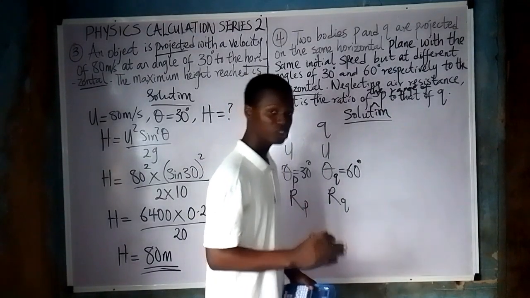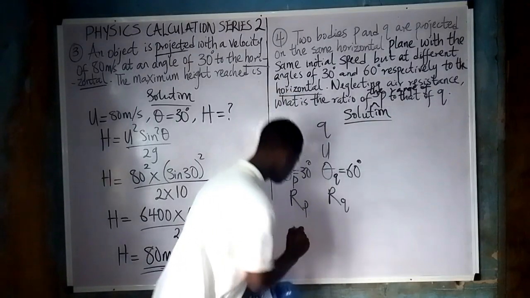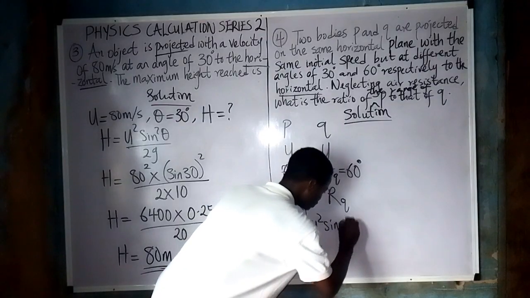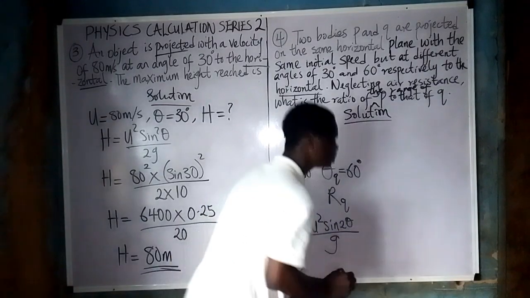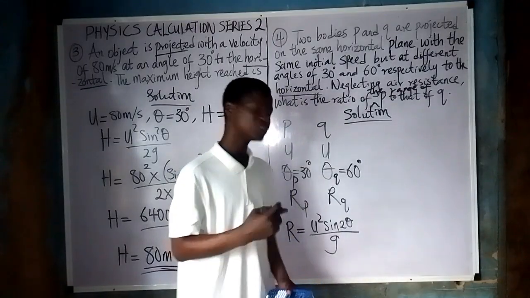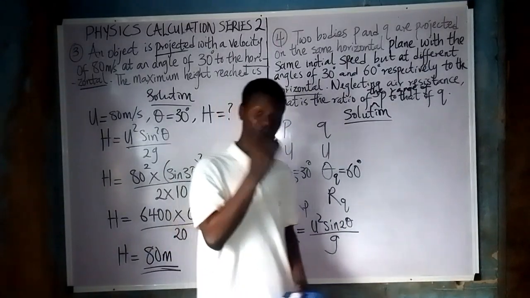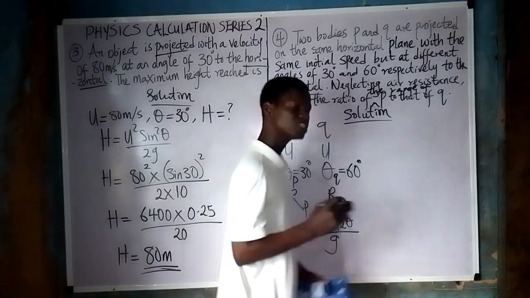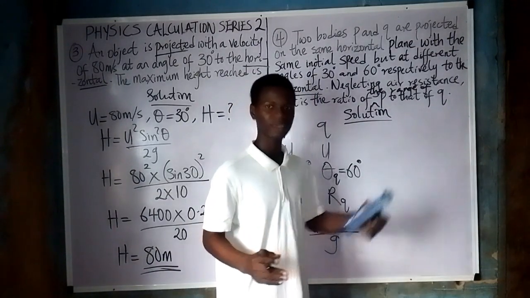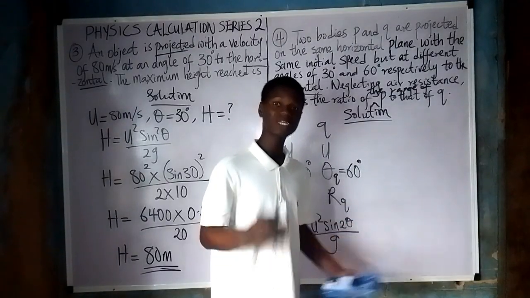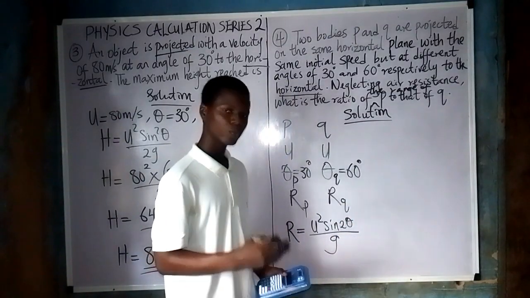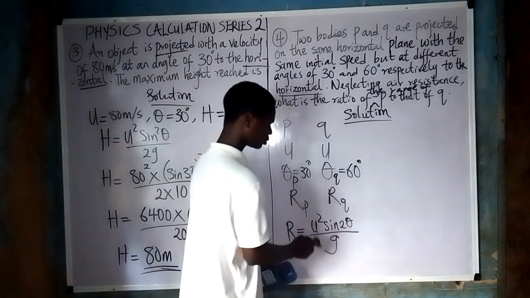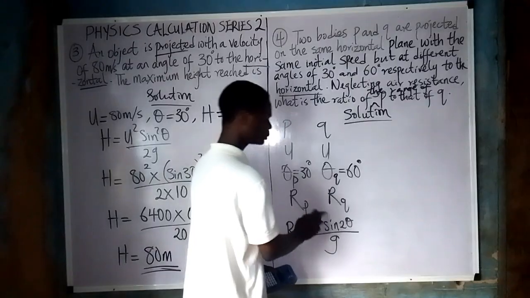Now we know for a fact that range is given as U squared sine 2 theta over G. This is the formula we'll be using to solve our question. Since we are doing a comparative analysis here, comparing the range of P to that of Q, we have to draw a relationship. Assuming G is constant, we can say R is directly proportional to this.